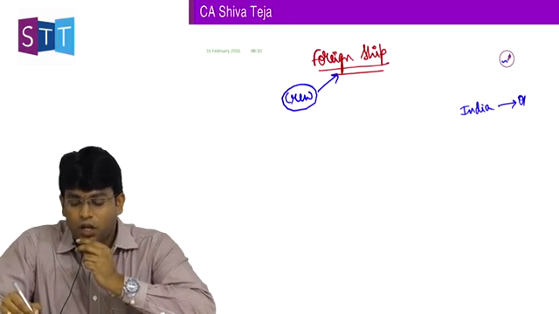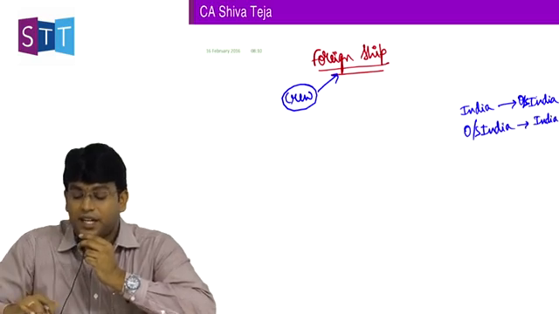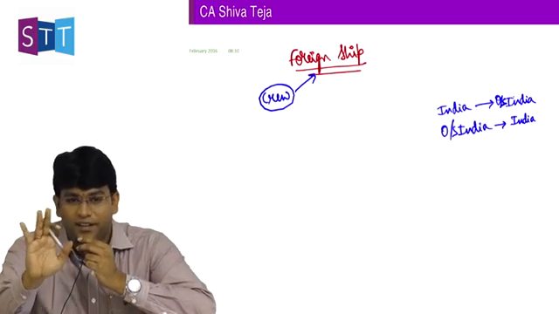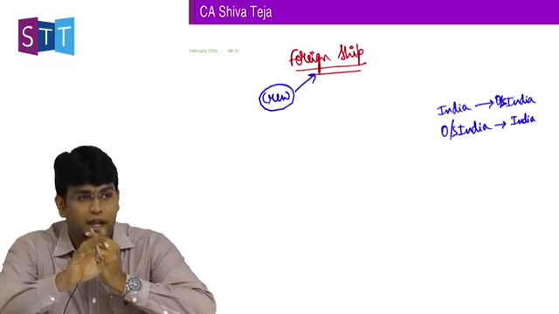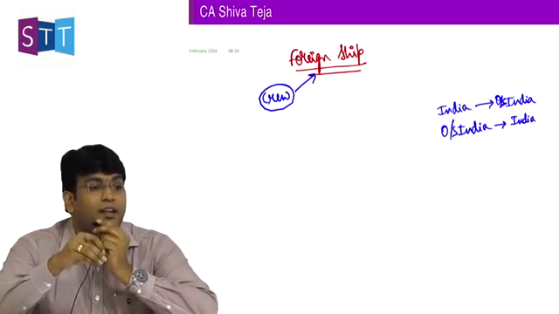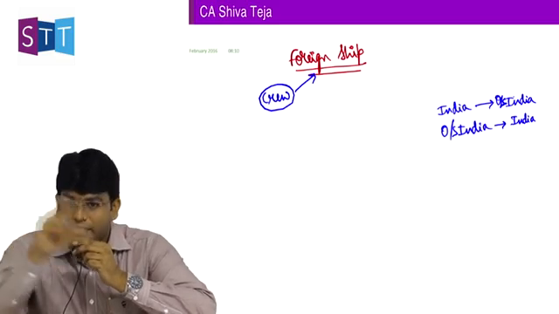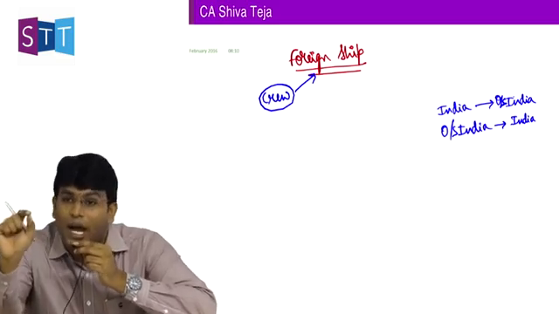India to outside India, or outside India to India. If it is within that country, we will not treat it for this purpose. If it is within India, we will not consider this. We will consider only when transit is from India to outside India, or outside India to India. Transit should be between one country and another country.